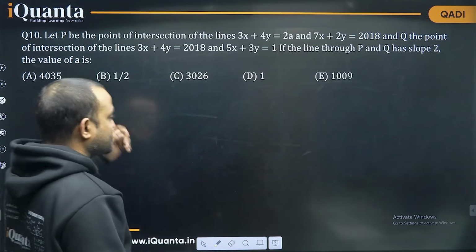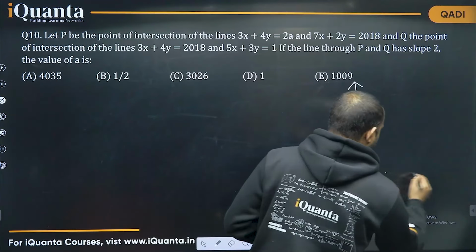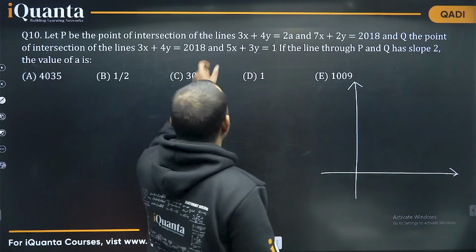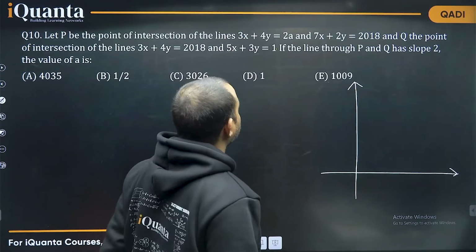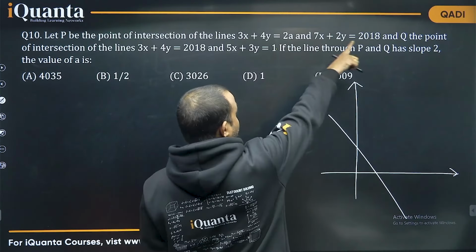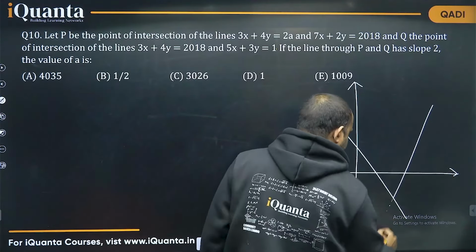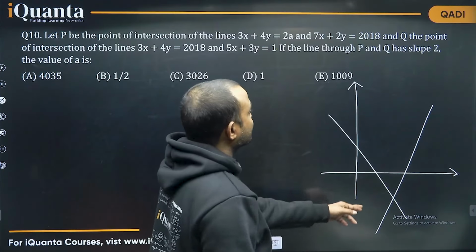So first let's try to understand the situation. There are two pairs of lines. One is this one, which is 3x plus 4y is equal to 2a. There is another one, which is this one. Let's say this is this one. And these two intersect at P.